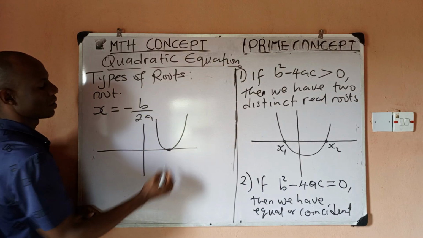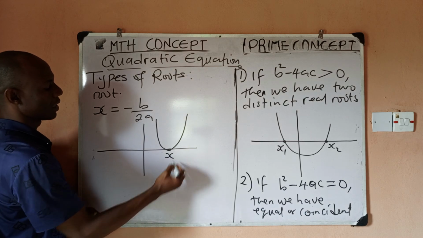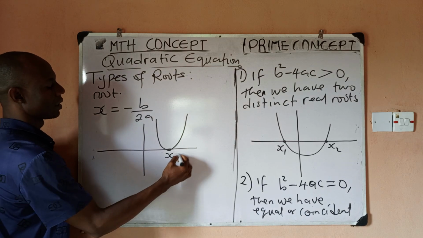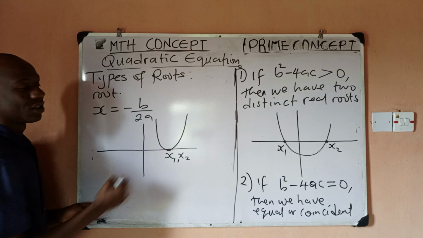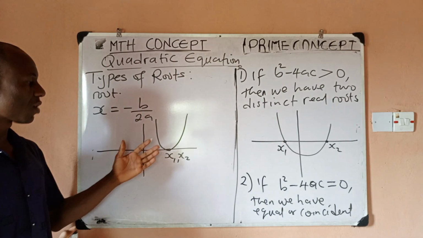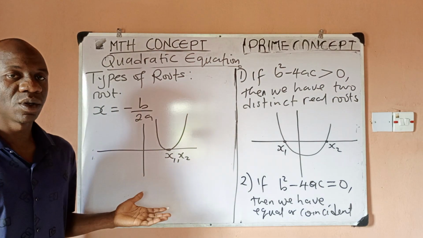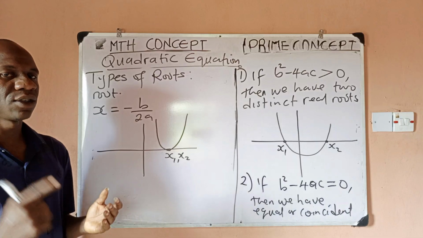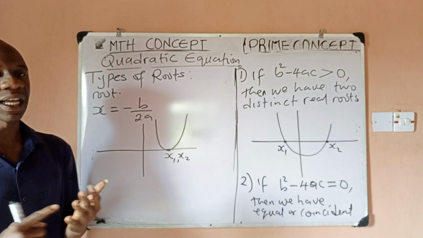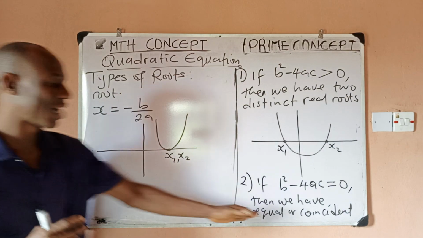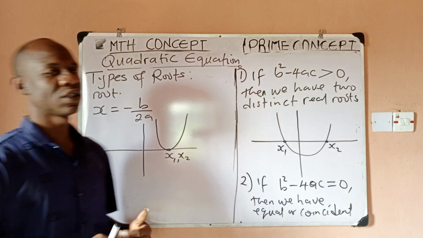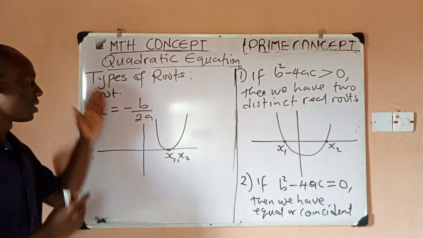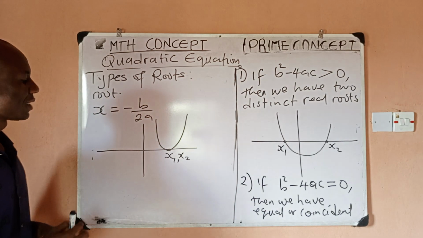So just at one point. So this is the value of x. This is x1 and this is also x2, so the two values will be the same. You just get maybe x as 2. But what it means is that you got x1 to be 2, and you also got x2 to be 2. That's why we say they are coincident equal roots. They are equal roots or coincident roots. So this is the second case scenario.